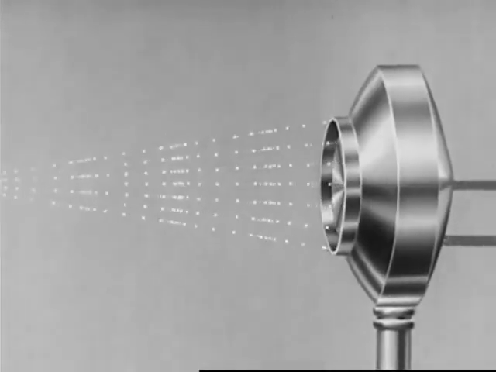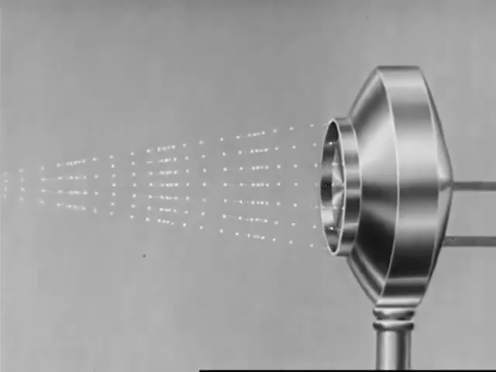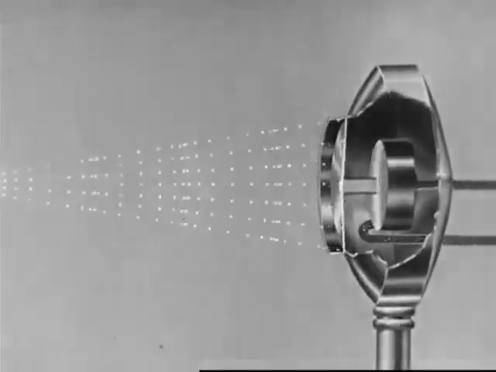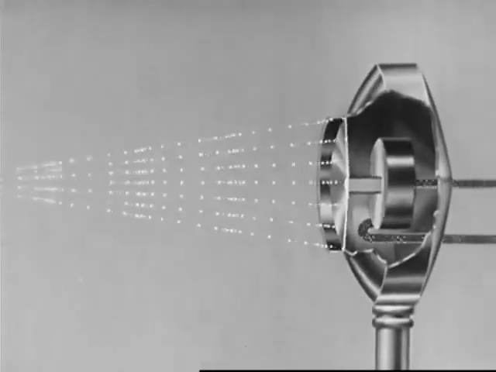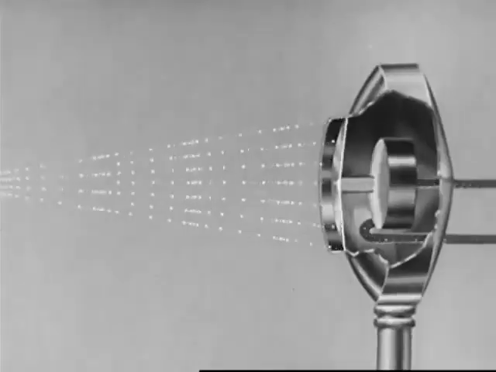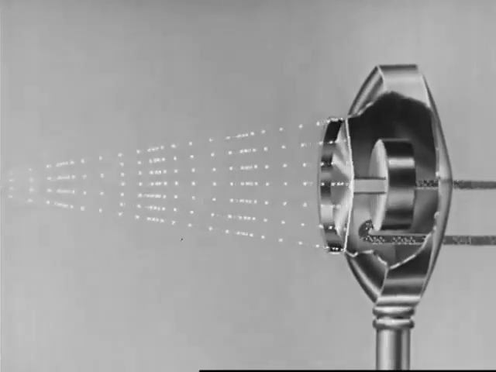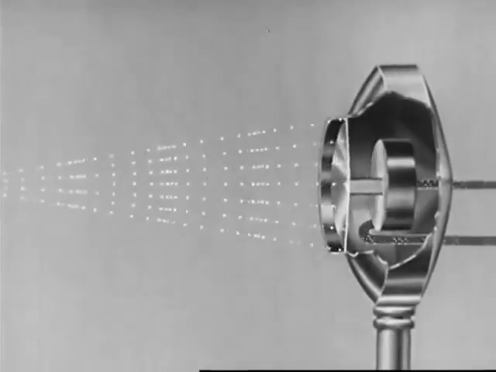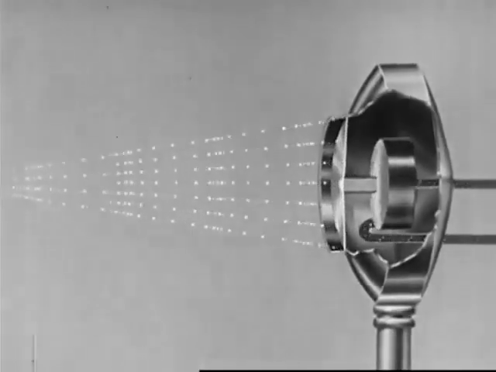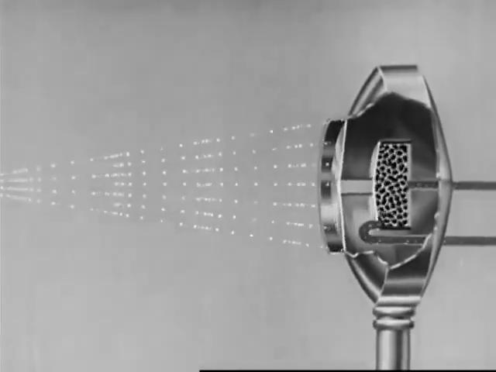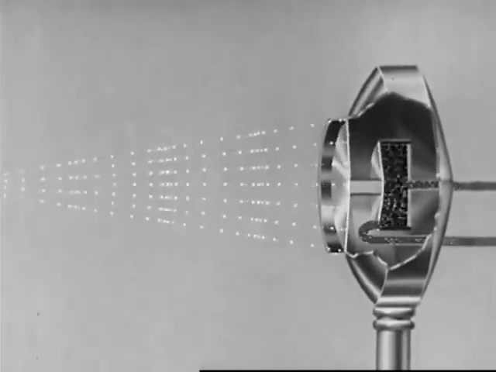All sound sources set the molecules of air into vibration in such a manner that the waves strike the diaphragm of a microphone. As the molecules in the sound wave move back and forth, they set the diaphragm into vibration. In the carbon microphone, each time the sound waves push the diaphragm in, the carbon granules are compressed and their resistance to the flow of electricity is reduced. Thus, more electrons can flow in the circuit.